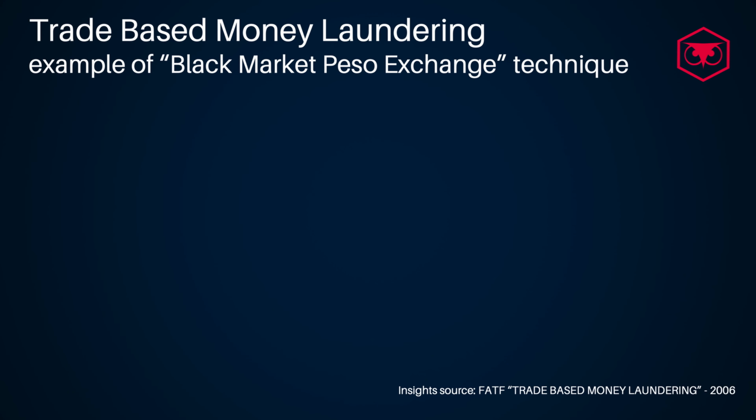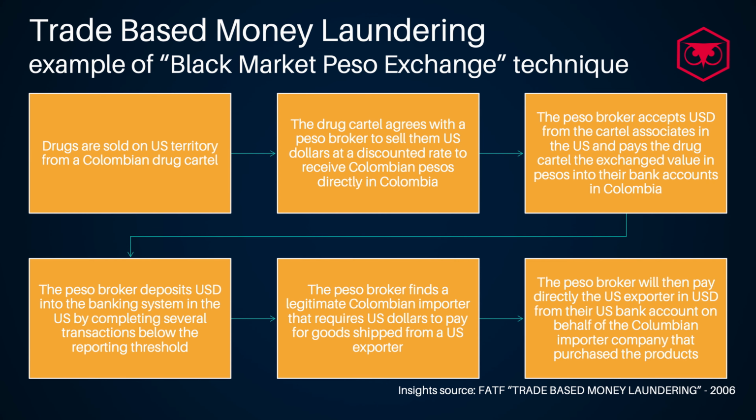The first step is that the drug cartel is selling drugs in the United States. Those sales will create huge amounts of cash that needs to be laundered. So the drug cartel agrees with a peso broker to sell them US dollars at a discounted rate to receive Colombian pesos directly in Colombia.